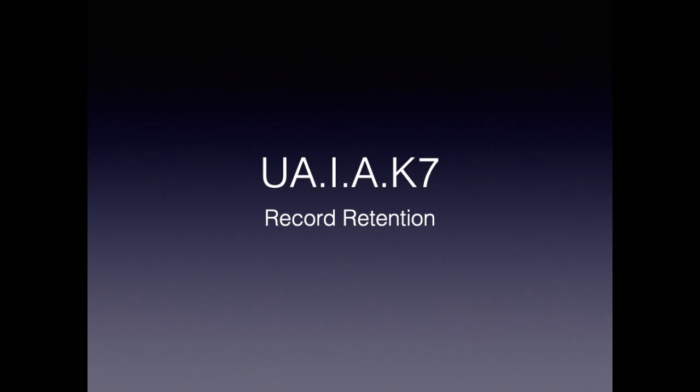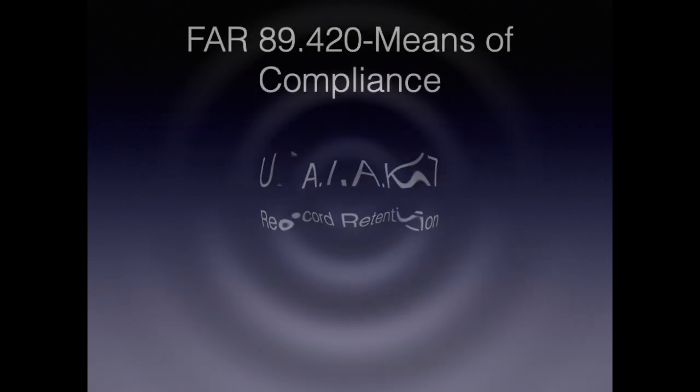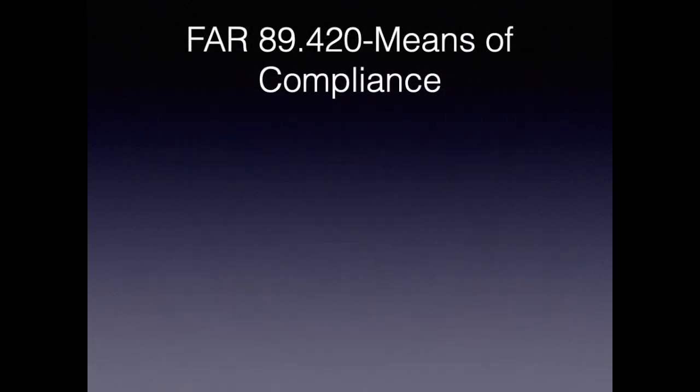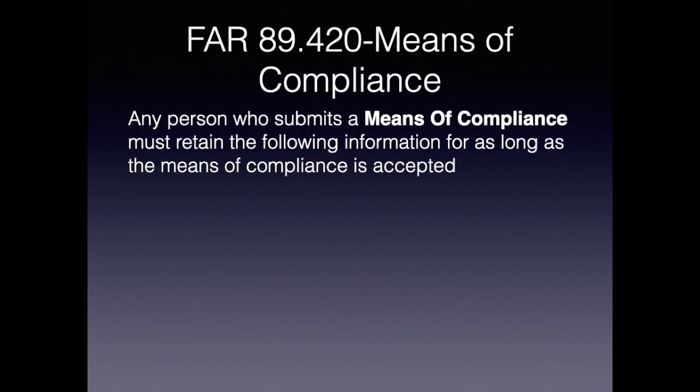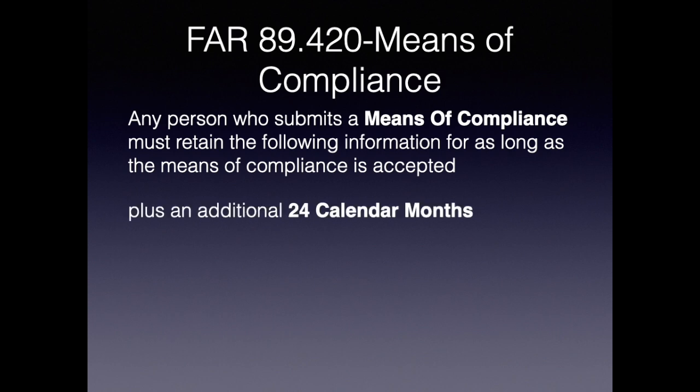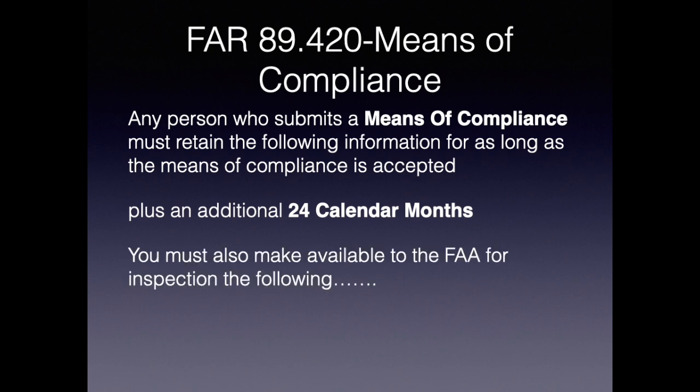So first of all, we're talking about 89.420, means of compliance. And here it says any person who submits a means of compliance must retain the following information for as long as the means of compliance is accepted, plus an additional 24 calendar months. And you must also make available to the FAA for inspection the following.